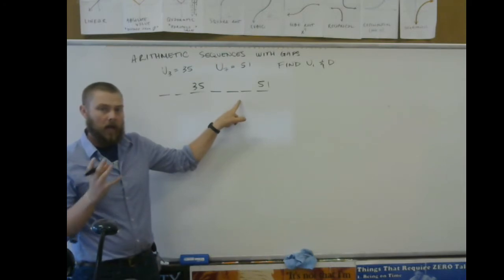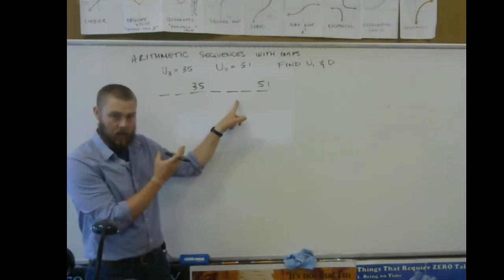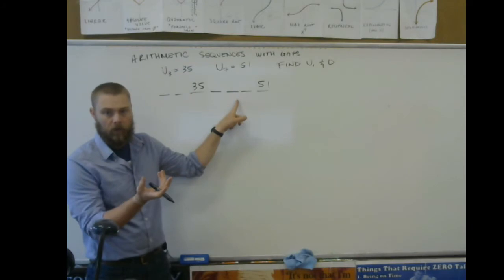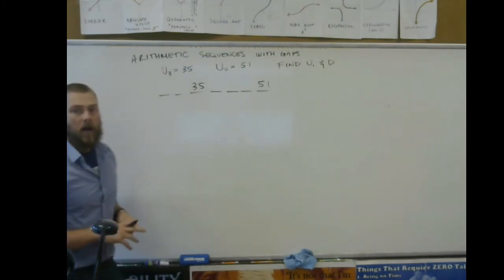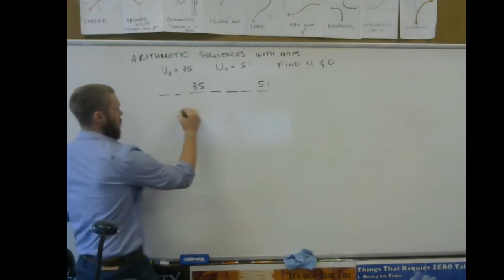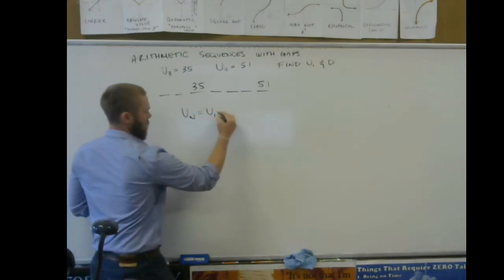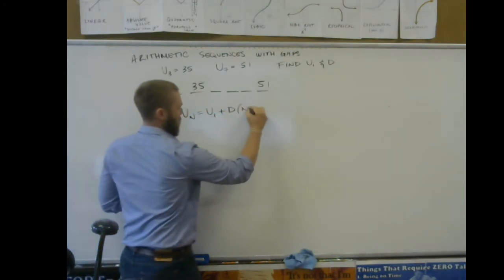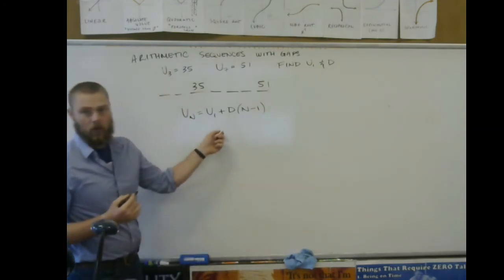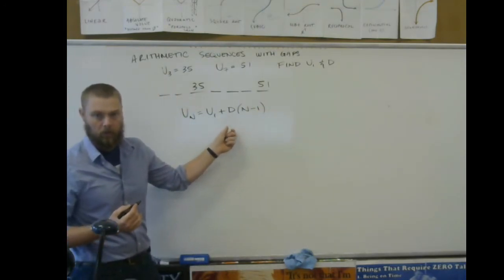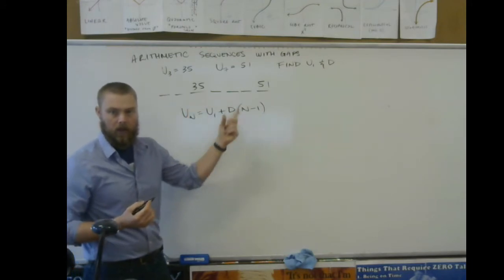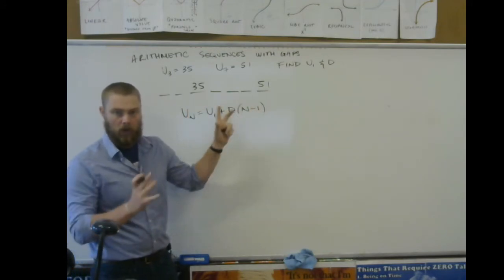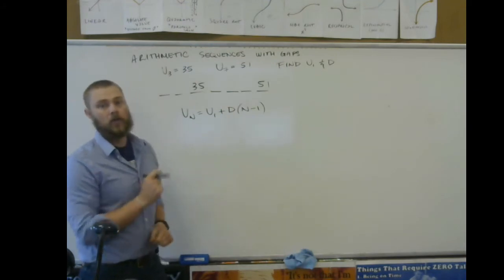Now, that happens to be the case in this problem, but let me give you a different method that's a little more useful for all problems. And the equation is this equation. We're doing equation work with this one, and we're going to use this twice, once with the 35 and then again with the 51. And then we're going to use those two equations together to solve this.